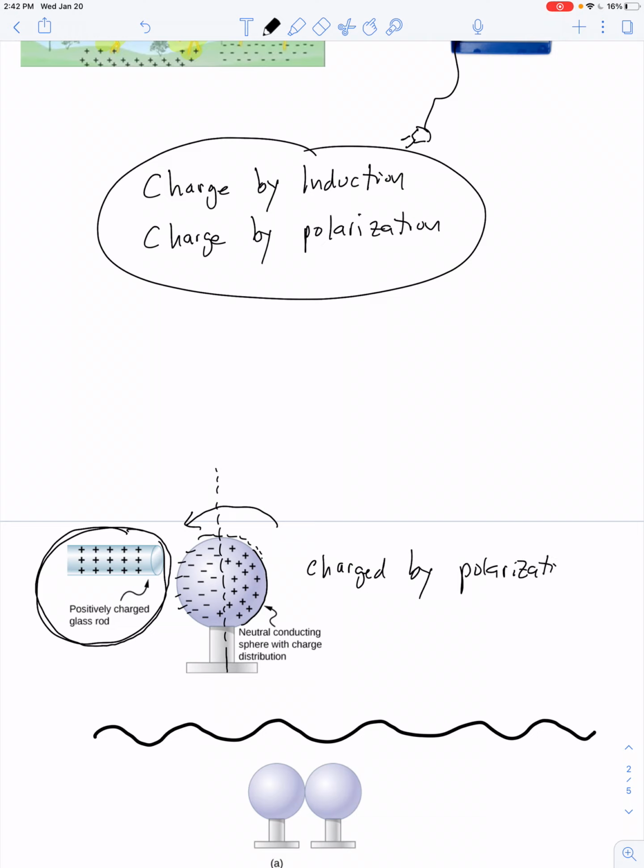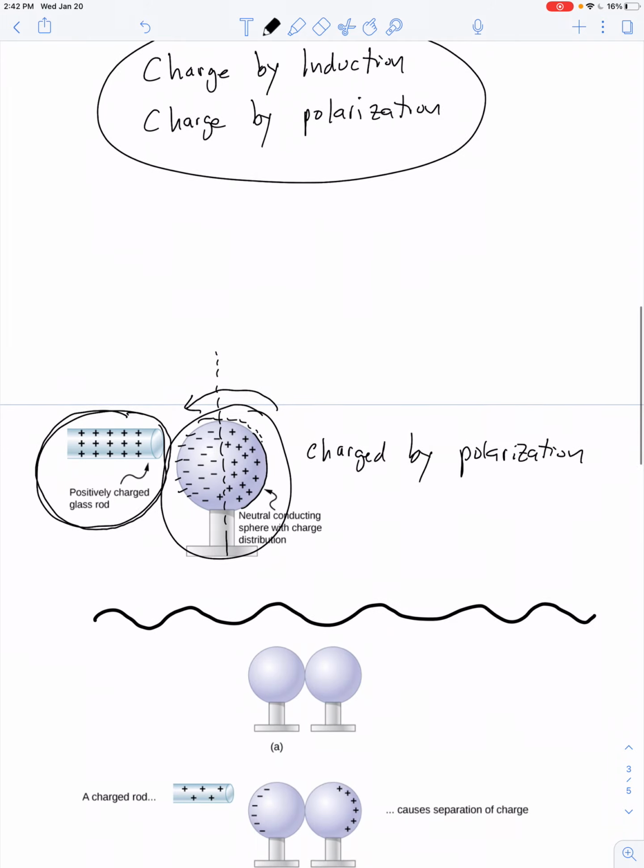If something has been charged by polarization, it's very different than charged by conduction because it doesn't lead to any net charge on an object. The whole sphere in total is still neutral. All it's really done is polarize it. It's created a portion that's negative and another portion within it that's positive.